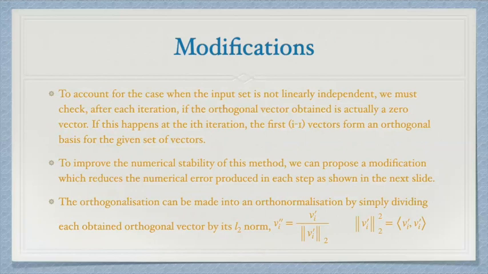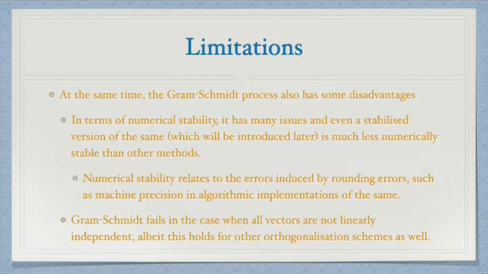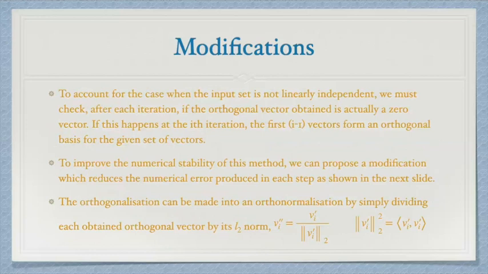As mentioned previously, two of the limitations of the Gram-Schmidt process are in terms of its numerical stability and the case when the vectors are not linearly independent. One possible way to prevent this is, during the iteration process, to check after each iteration whether any of the orthogonal vectors obtained is a zero vector. When this happens at the ith iteration, we can say that the set of vectors is not linearly independent, and thus we cannot create an orthogonal set of k vectors for V. However, in this case, the first i minus 1 vectors which were obtained do form an orthogonal basis.